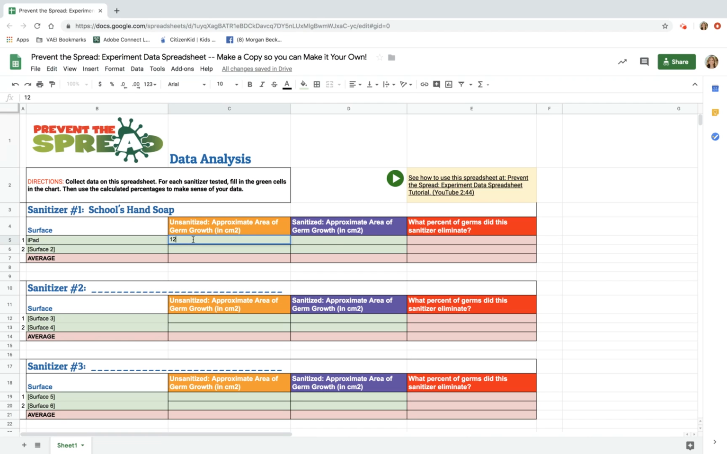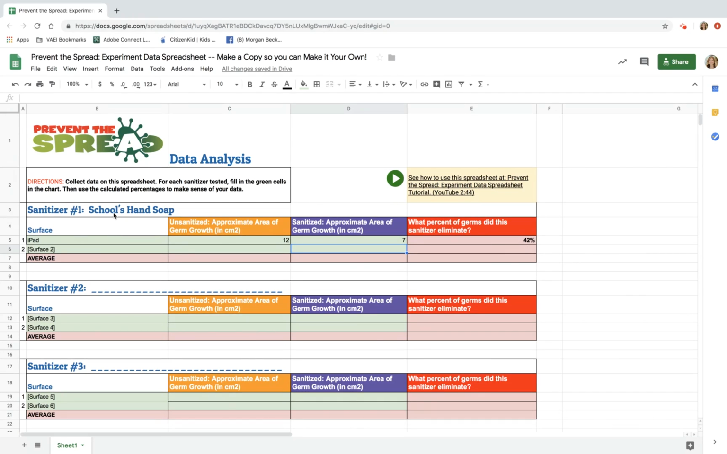And then you had the second Petri dish, which was the same surface, but this time it was sanitized. With that Petri dish, you're going to do the same exact thing. You're going to take that sanitized Petri dish from the iPad, place it on top of the centimeter grid paper, and measure that growth. So let's say that one was 7. We're going to put the number there, 7 square centimeters. And then we're going to go over here. It calculated for us what percent of germs were eliminated. So 42% of the germs were eliminated on the iPad.